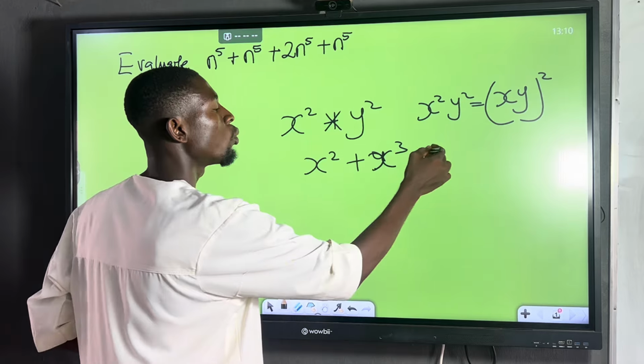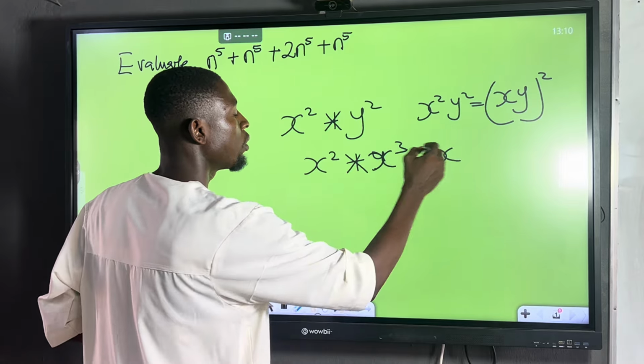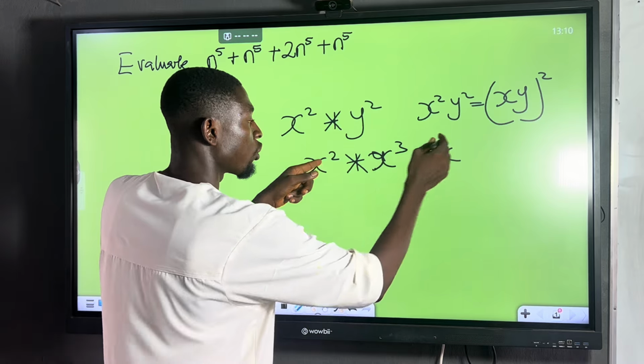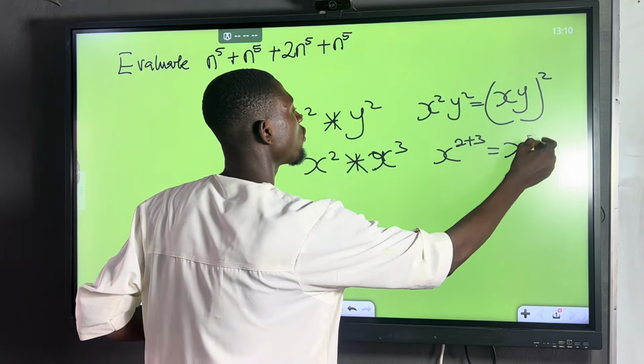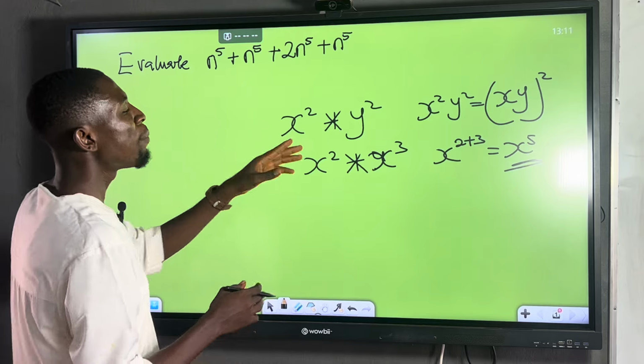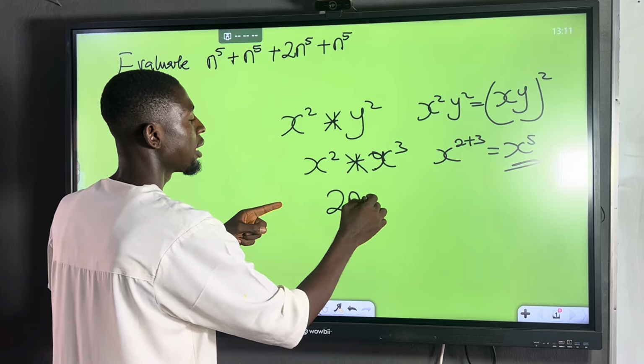But in multiplication, if this is multiplication, since the variables are the same, you pick one of the variable and do what? If it is multiplication, you add the powers. You understand? Which will give us x raised to power what? 5. You understand?